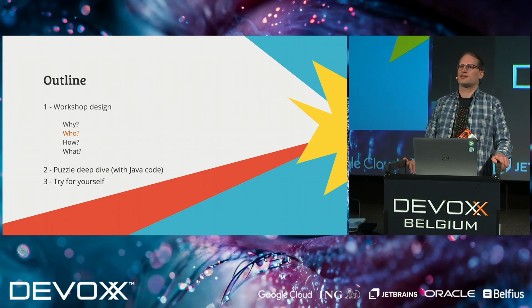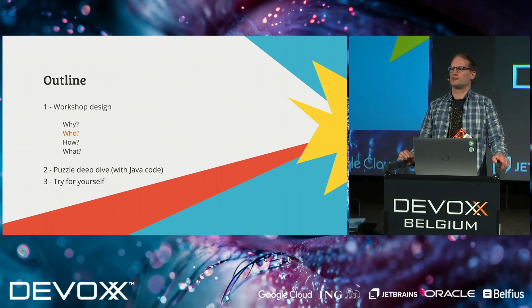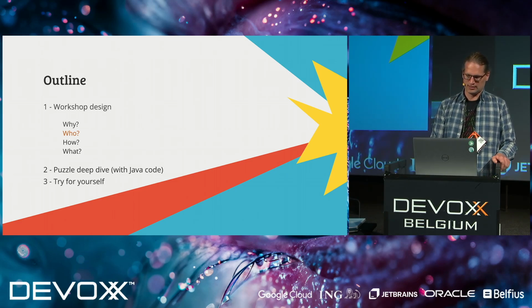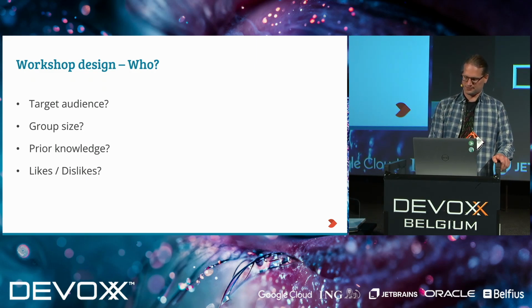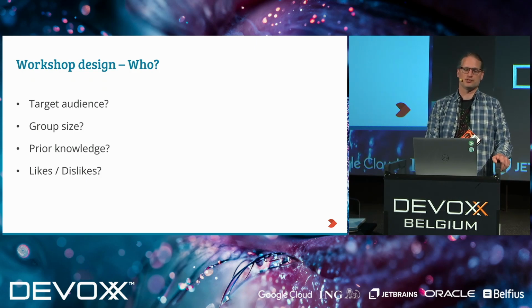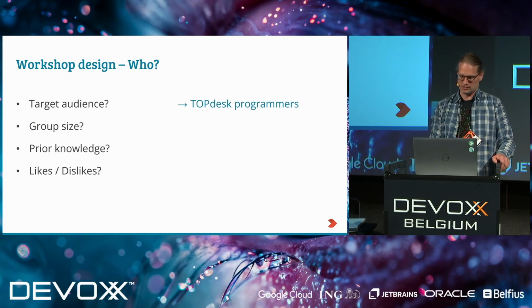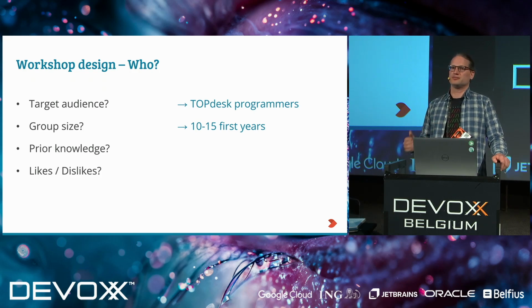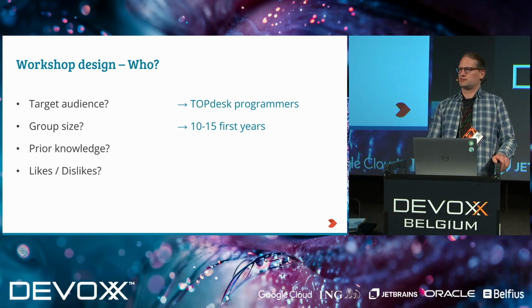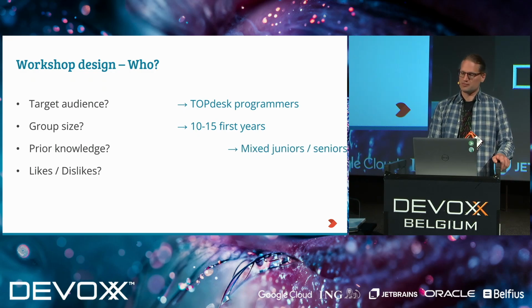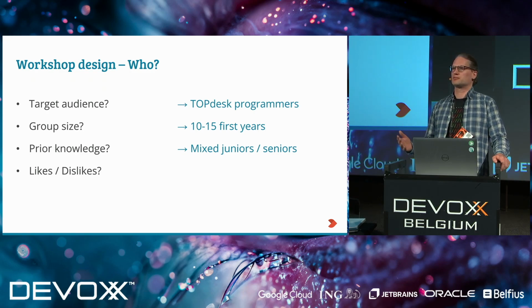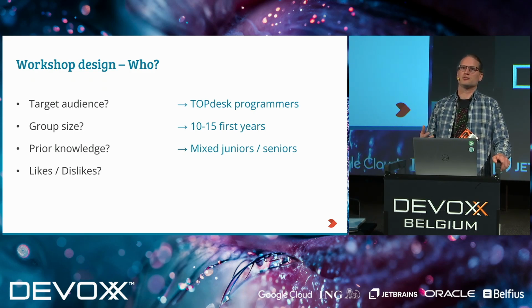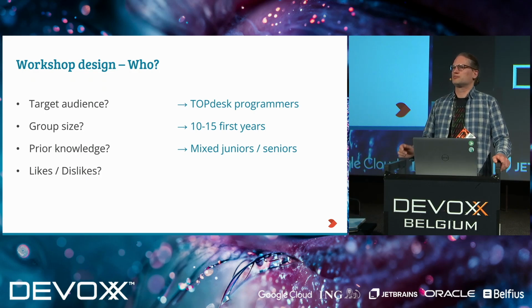The second question you have to answer during workshop design is, who is it for? This is often overlooked, but it actually matters, and I'll show you why. What is your target audience? In this case, that's simple. It's an internal workshop, so it's for TOPdesk programmers. The group size is 10 to 15 people, because that's the rate at which we hire new programmers. Any prior knowledge? That's actually difficult, because we hire both junior and senior programmers. So if you design a workshop, you have to make something that fits both.